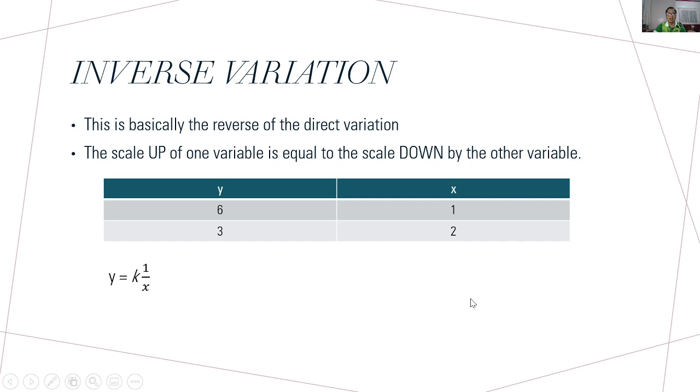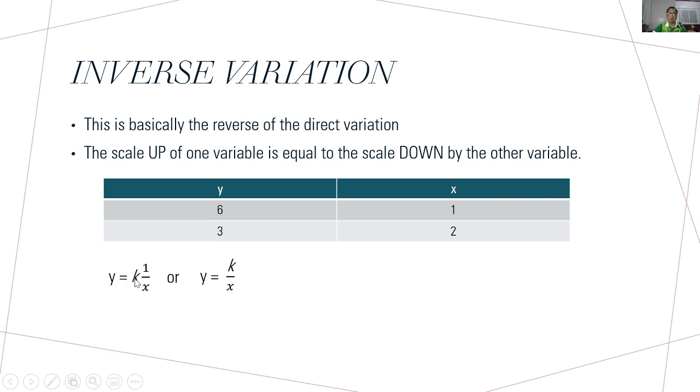What we did, dahil magkabaliktad nga sila, inverse, we take the reciprocal of the independent variable. Y is equal to k times 1 over x. Or, if we will be seeing this, pwede nating simplify ito. Y is equal to k over x. Ito po yung magiging value natin.